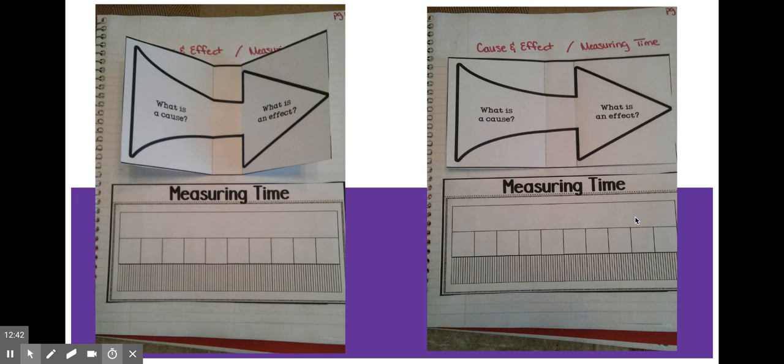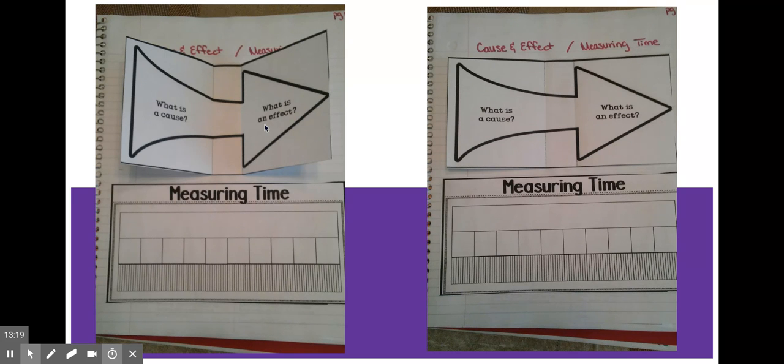All right. And I believe the measuring time is easy enough to glue down. You just need to flip it to its back, put enough glue on it to hold it down, and when you flip it back, smooth it out onto your page. Nothing needs to be folded a certain way for it to fit into your notebook, hopefully. Okay. Now, let's look at your cause and effect foldable. Okay.